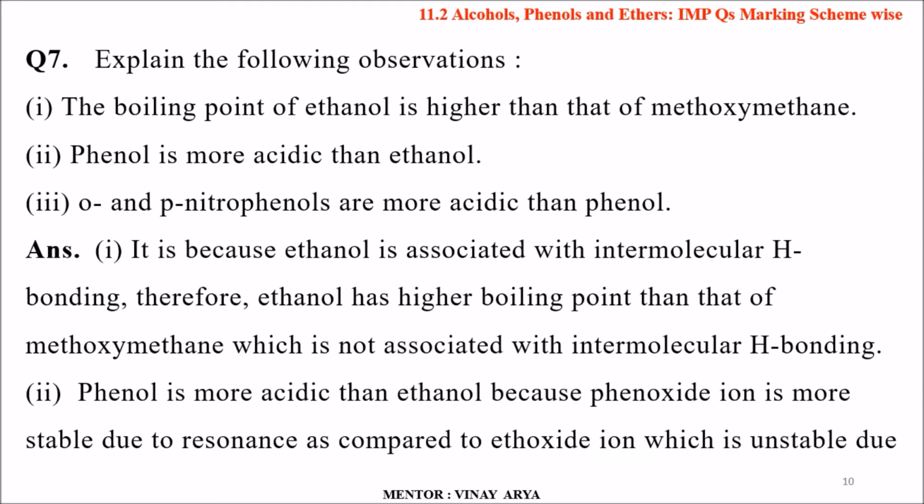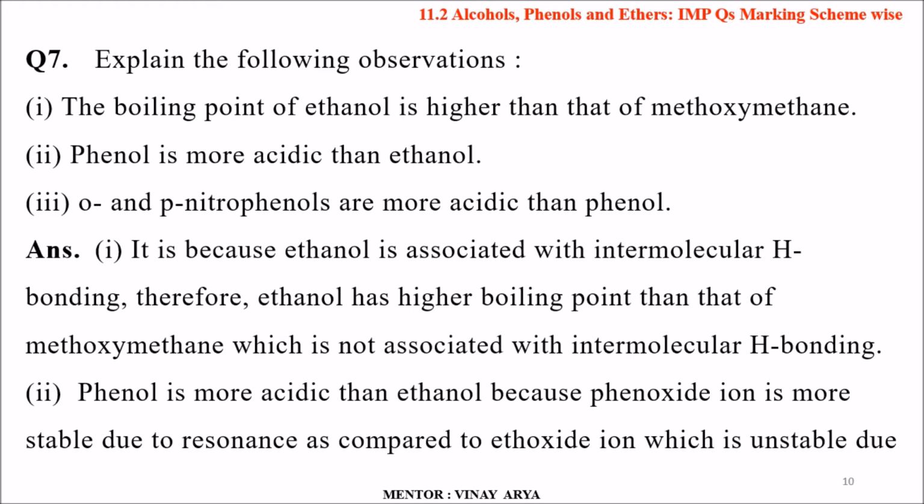Question number 7 says explain the following observation. The boiling point of ethanol is higher than that of methoxymethane. Second, phenol is more acidic than ethanol. Third, ortho and para nitrophenols are more acidic than phenol. So the first part, it's because ethanol is associated with intermolecular hydrogen bonding, therefore ethanol has higher boiling point than that of methoxymethane, which is not associated with intermolecular hydrogen bonding.